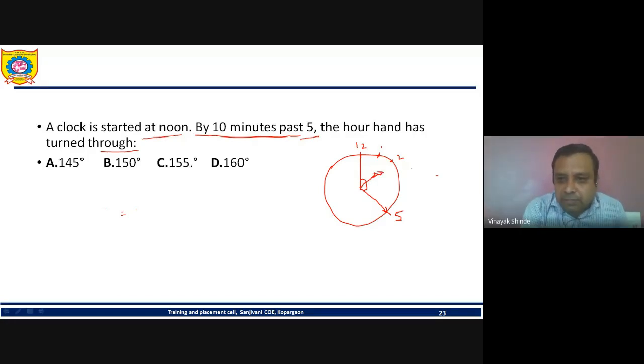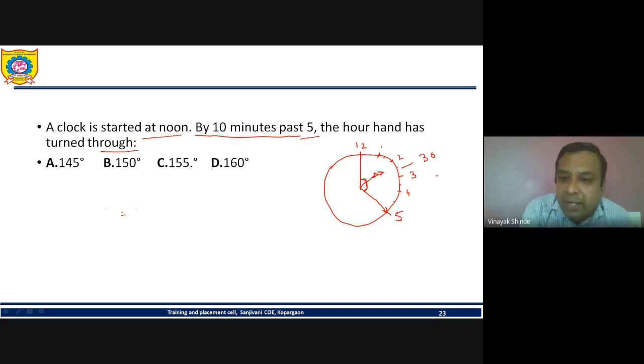Here I'll draw 1, 2, 3, 4, 5. How many hours are there? 1, 2, 3, 4, 5. In 1 hour the movement is 30 degrees. 5 into 30, 150 degrees is the movement from 12 o'clock to 5 o'clock, from noon to 5. It is 150 degrees.